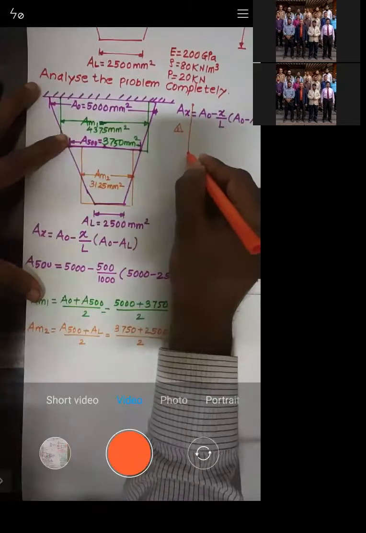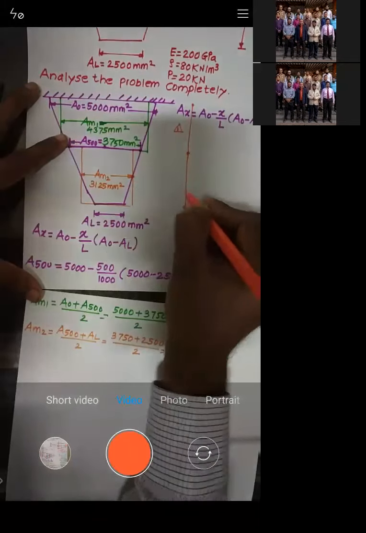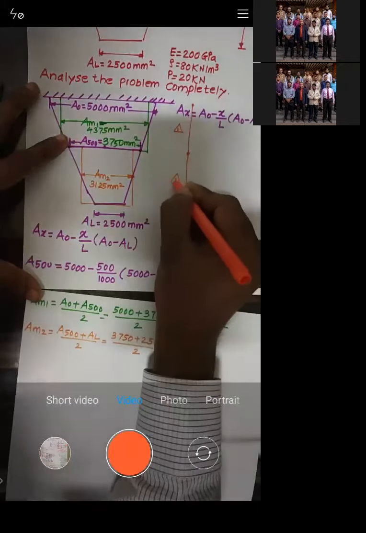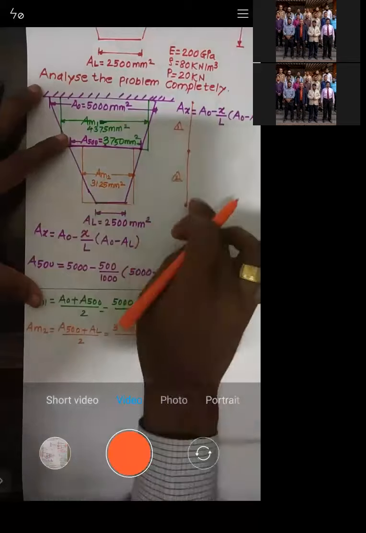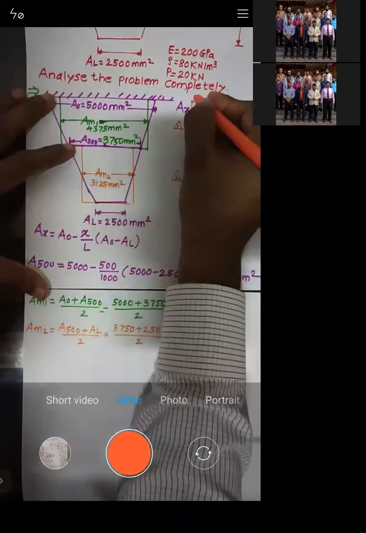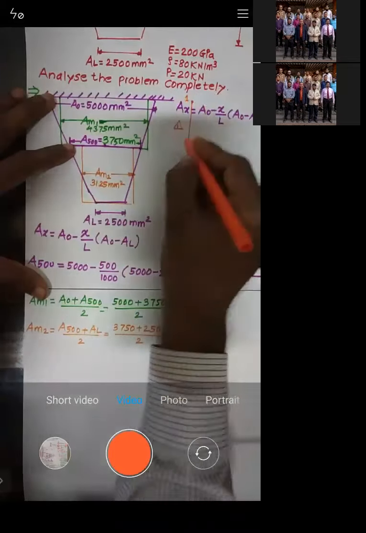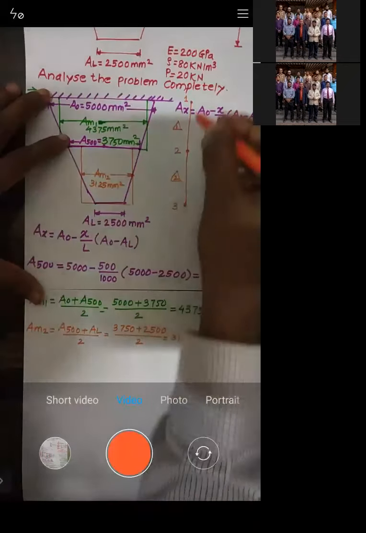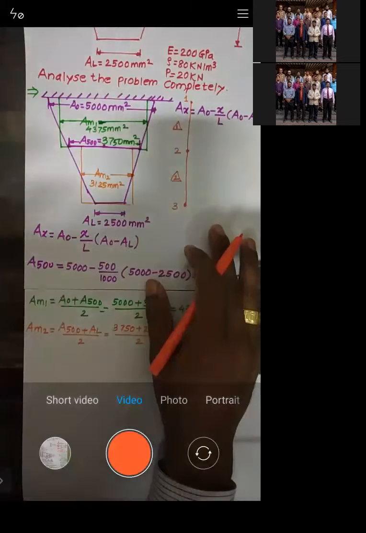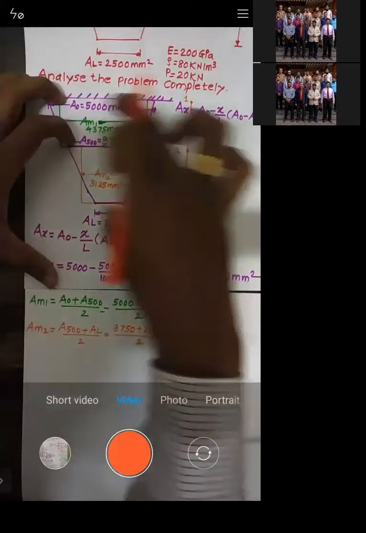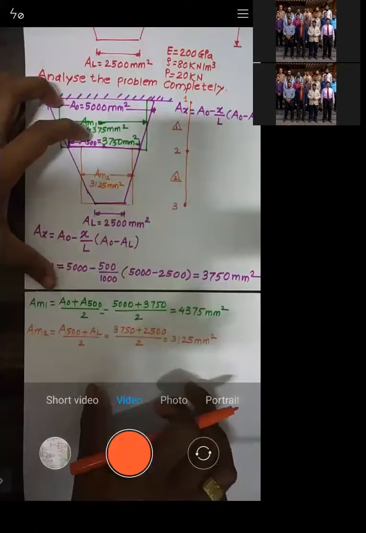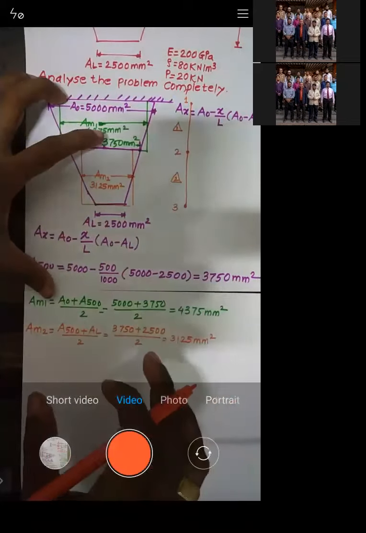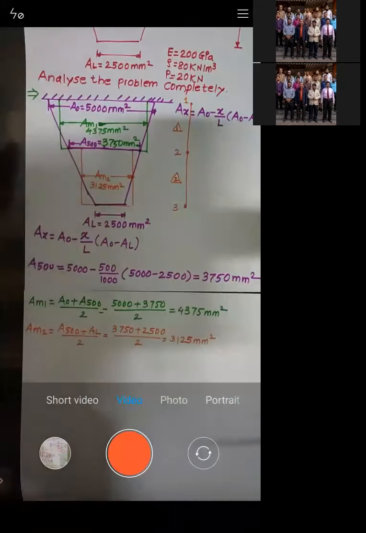This is my element number 2, right? This is element number 1 and this is element number 2. I will number the nodes as node number 1, node number 2, and node number 3, right? We have 2 elements, 3 nodes. Now, if the bar is horizontal, you can solve the problem like this. But the bar is not horizontal, it's vertical. So you need to account for the gravitational force, right?